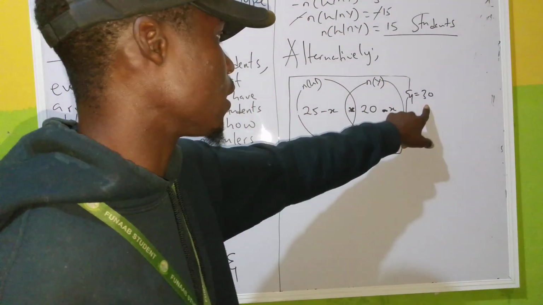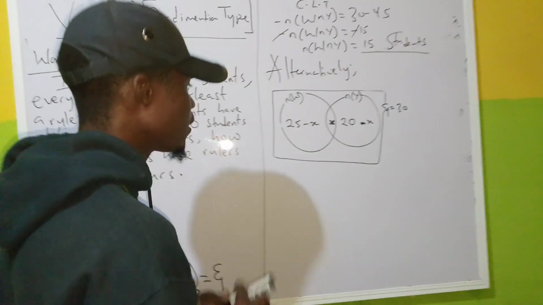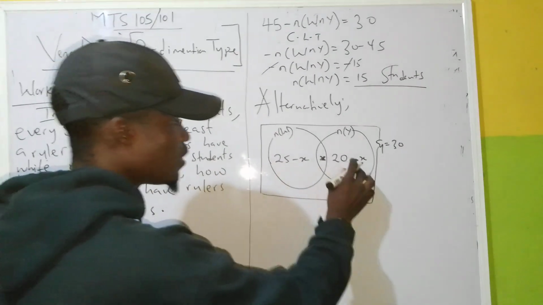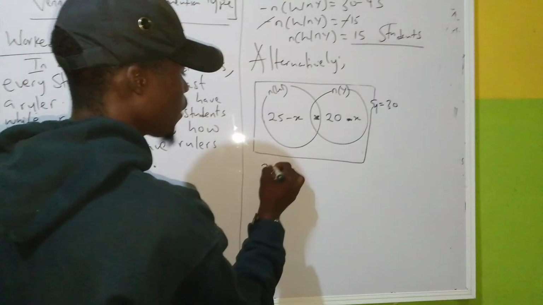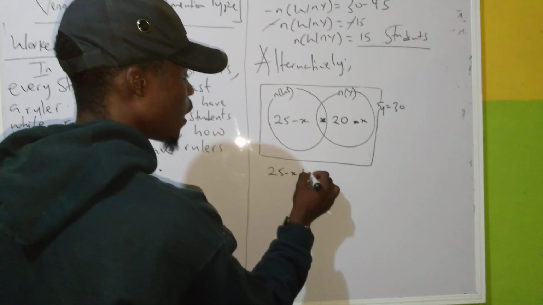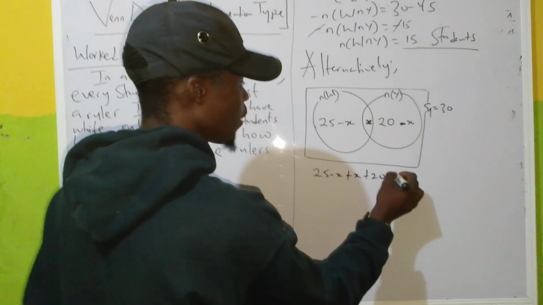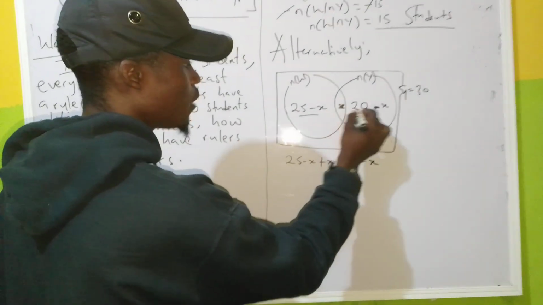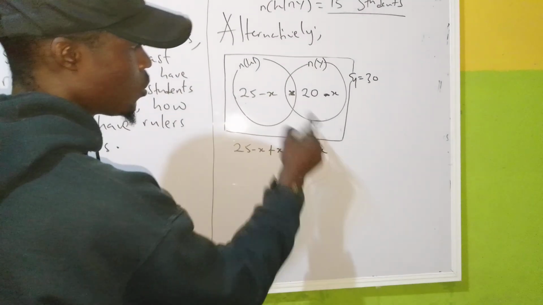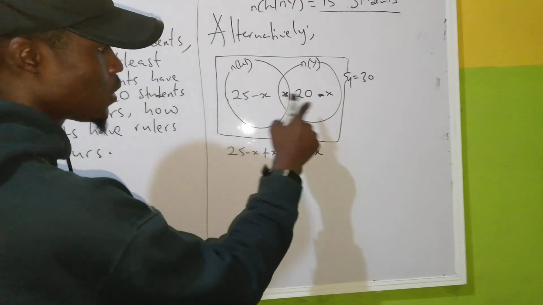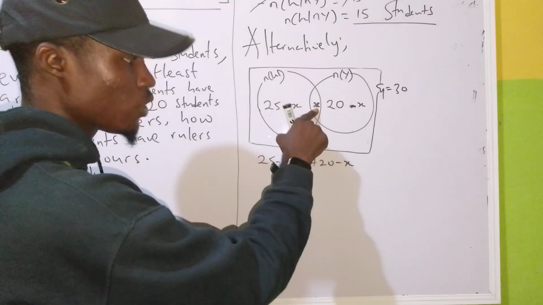If it's not giving you this, then something is wrong somewhere. So that's what brought about you adding all these things. Then you now have 25 minus x plus x plus 20 minus x. You add everything, add this one, add this one, add this one. You understand? Because this one is unknown, that's why I'm putting minus x. This one is known in the question.